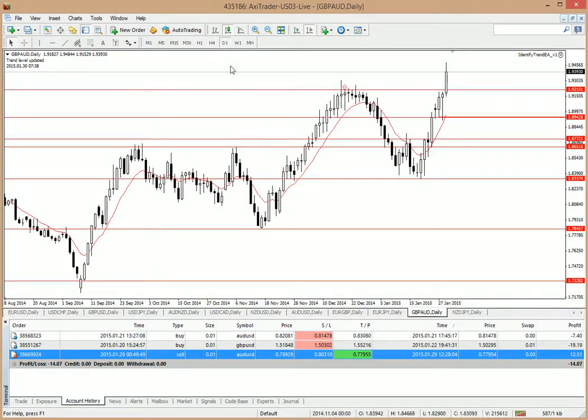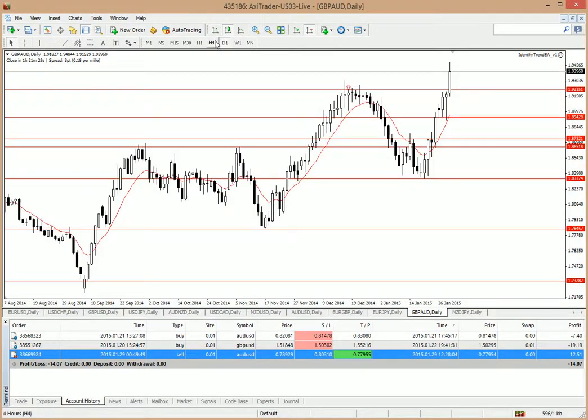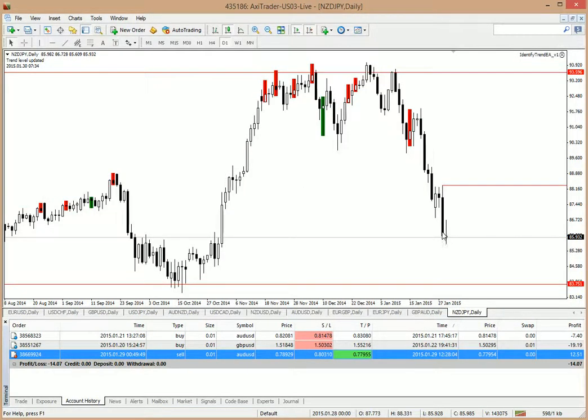Great British Pound Australian, this continues to rally up. Again, there's that pin bar there, but haven't quite figured out a good way to go in, because it looks like it's just broken past that support line previously, resistance line, sorry.